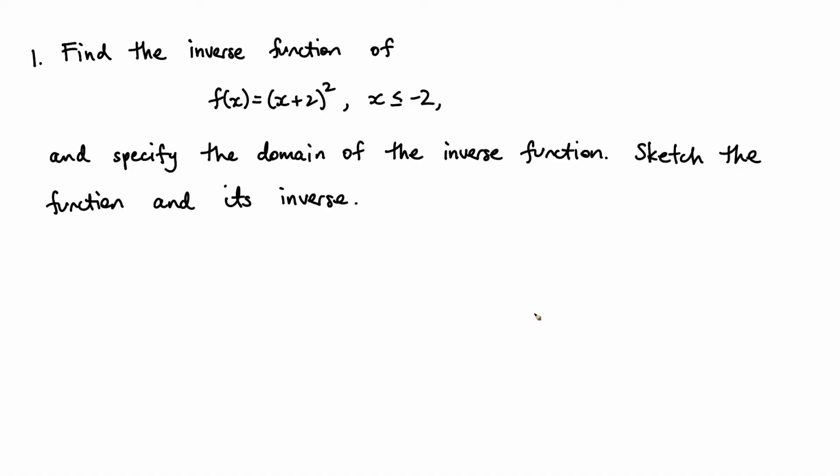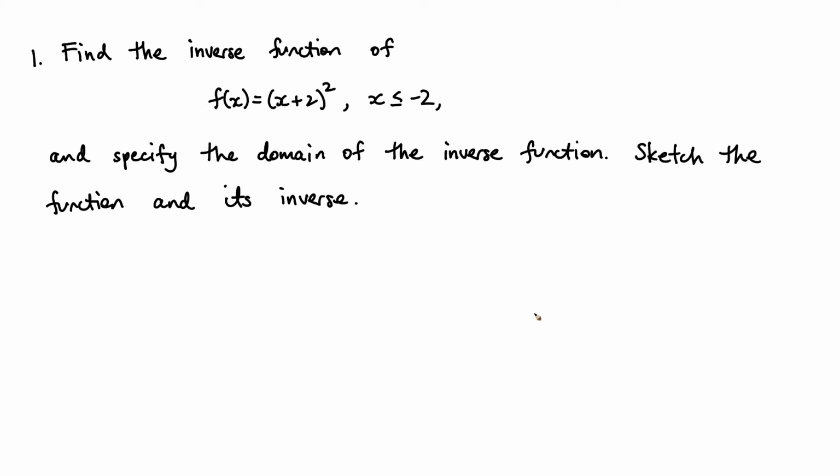Module 8 is on inverse functions, and we have two worked examples to go through. In our first one, we want to find the inverse function of the following function, f of x equals x plus 2 all squared. And we're given a restriction on the values of x. We want x to be less than or equal to minus 2. This is quite common when you're dealing with functions and their inverses.